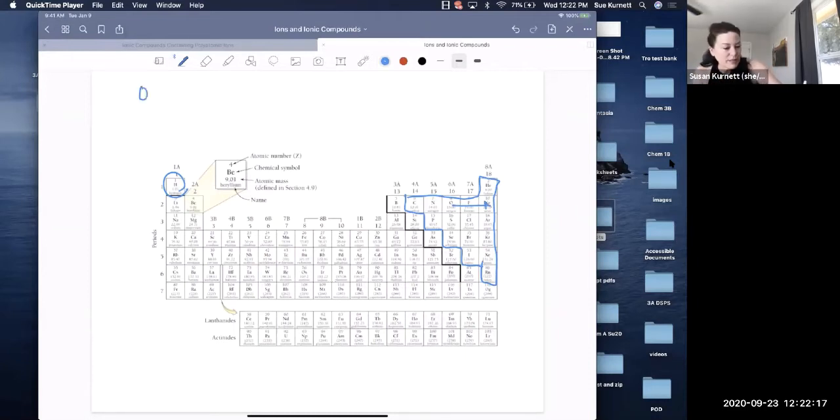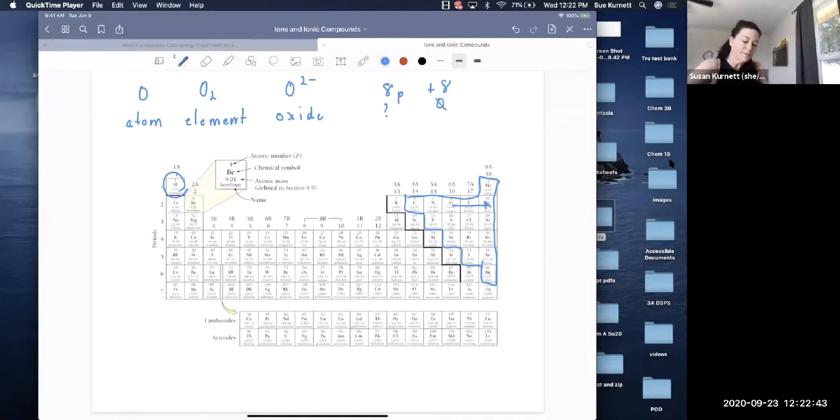So here's oxygen, the atom. Here's oxygen, the element, as we find it in nature, O2. And then here's oxide. Oxygen is element number 8. It has 8 protons. Some neutrons, there are 3 isotopes, but neutrons are neutral. If it gains 2 electrons, it now has 10 electrons with a -10 charge. The overall charge is -2. So that is the charge on oxide ion.